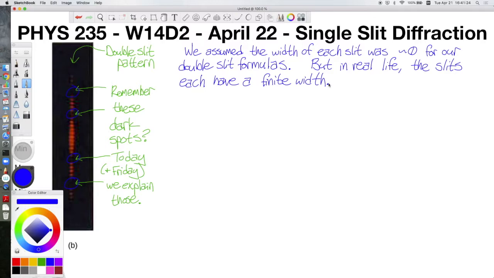And it's this finite width of each slit that is the difference between some of the diagrams from the double slit experiment, where we just saw a bunch of evenly spaced bright fringes, and something like this diagram over here on the left side of our image that has those extra dark spots. So what we're going to explore today is the diffraction pattern that's caused by a single slit.